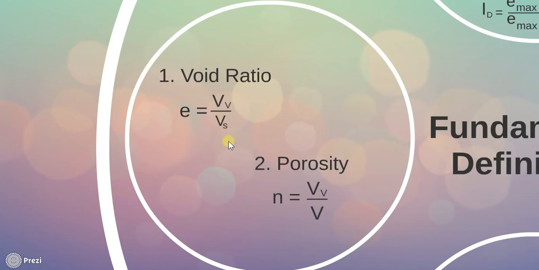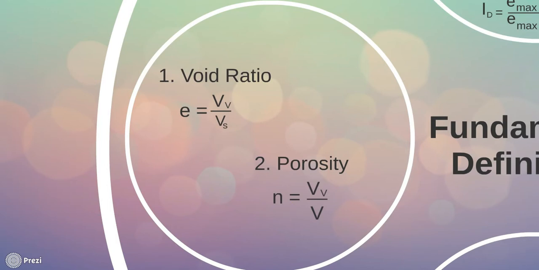Let us go to item number 2, porosity. Porosity is generally expressed as a percentage. Both porosity and void ratio are measures of the denseness, or you can say looseness, of soils. As the soil becomes more and more dense, their value decreases. Basically, porosity is defined as the ratio of volume of voids to the total volume, and porosity is denoted by small n.